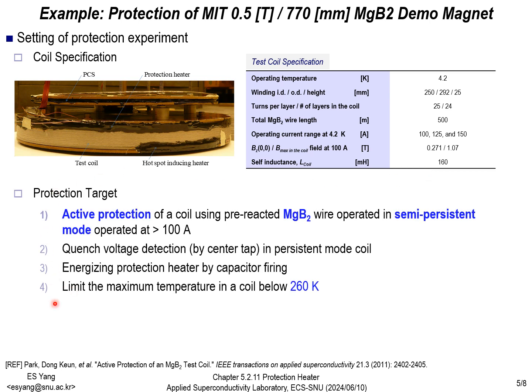The MgB2 magnet operates in a semi-persistent mode with a current of over 100 amperes. Using an external heater, visible at the bottom of the photo, we will create a hot spot in the magnet to induce quench voltage detection. Additionally, the protection heater will be activated through capacitor firing, with the ultimate goal of keeping the maximum temperature of the magnet below 260 Kelvin.